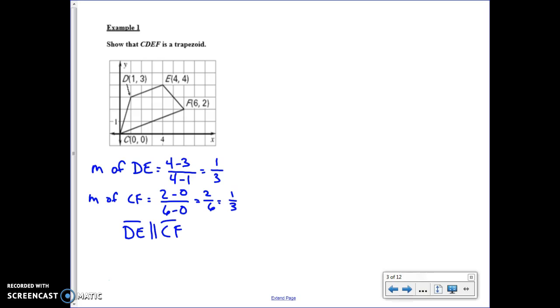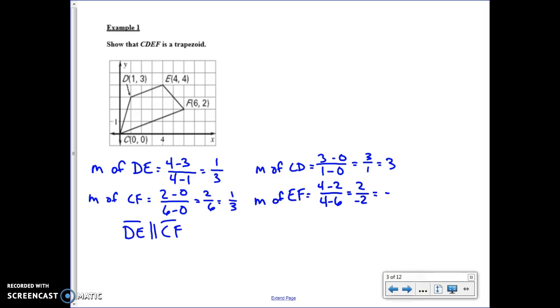And then let's look. It looks like from the picture that they're not parallel, but let's show mathematically that they're not. The slope of CD: the y values are 3 minus 0, and the x values are 1 minus 0. So 3 over 1 is 3. So anything except for 3 would show that EF is not parallel. So 4 minus 2 over 4 minus 6. So 4 minus 2 is 2, 4 minus 6 is negative 2. 2 over negative 2 is negative 1. So those are not parallel.